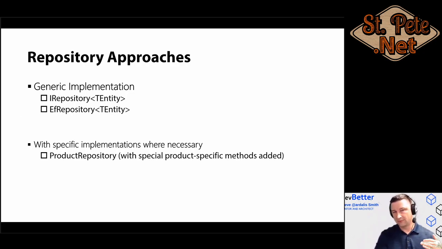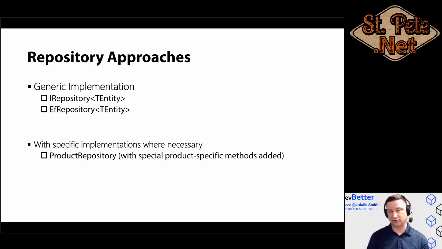Now, if for a particular entity you need something special, you need more than just get by ID and list, usually it's a query that you need. Sometimes it's something else, like maybe a count or an any or an exists. And it's not something that you need generically for everyone. You can create a specific implementation still and have it inherit from the generic one. So you might have a product repository that inherits from IRepository of Product. And at runtime, it's going to be this product repository that inherits from EF repository of Product.